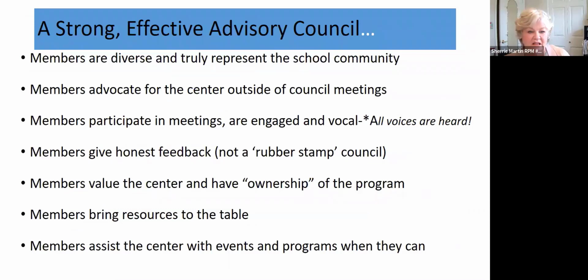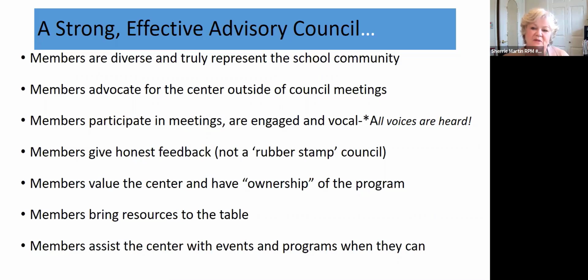So the last slide, here's some of our thoughts too, that mirror yours: your dream council, not perfect, but a highly effective council would be diverse, truly representing the school community. You just heard that. They would advocate for your center outside of meetings. Members who participate in meetings are engaged and vocal. All voices are heard. We just heard that.